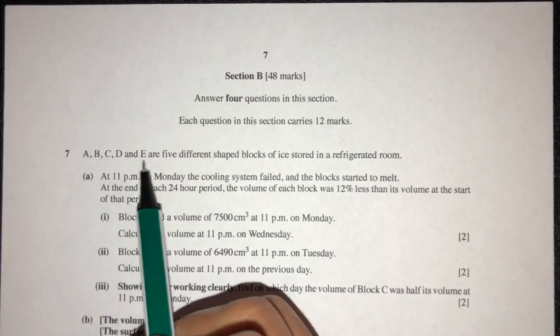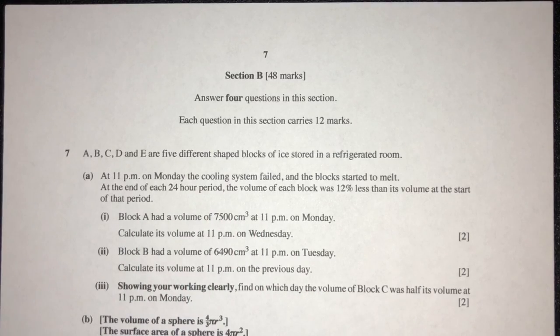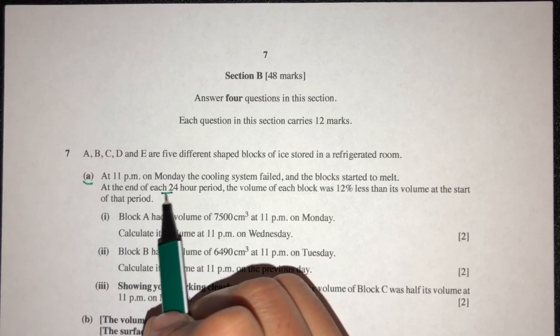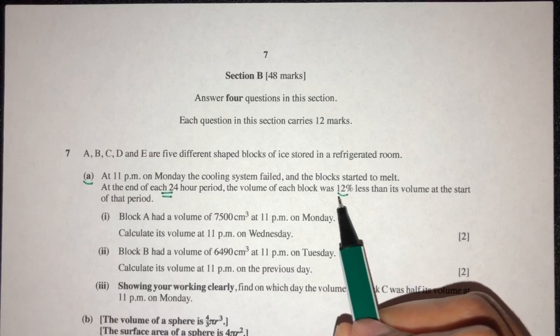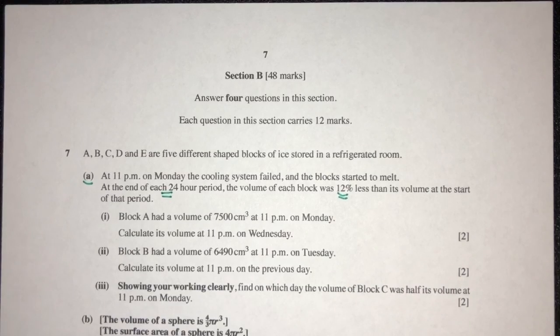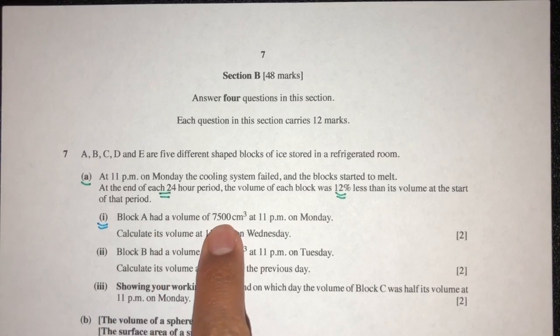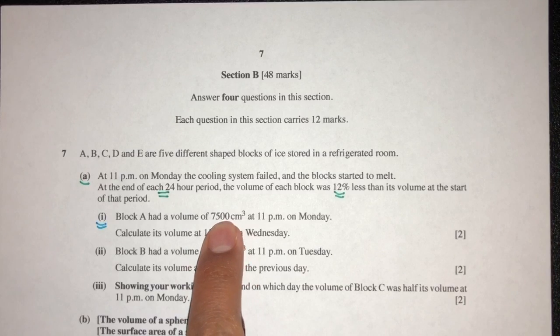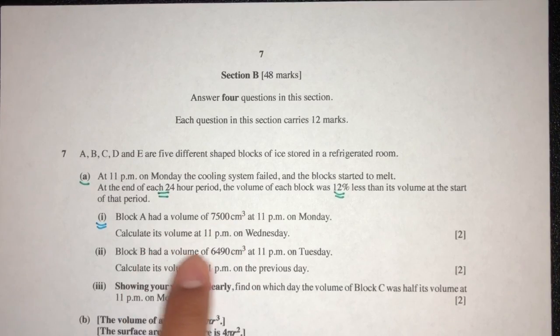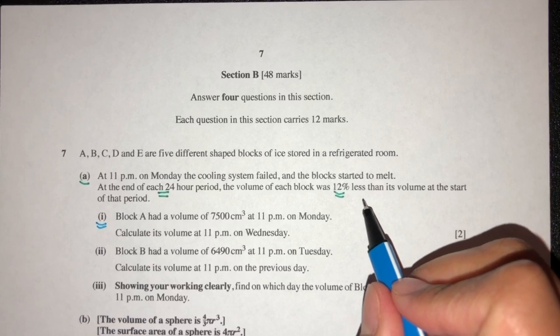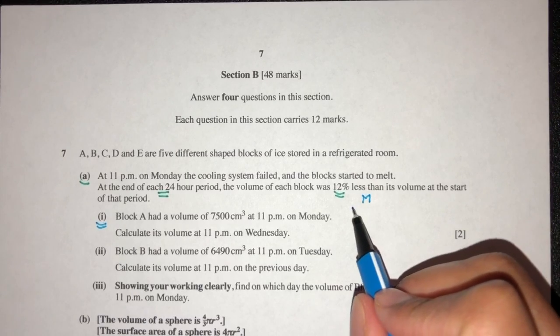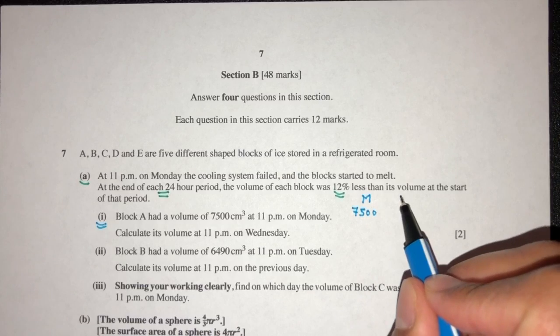So we have A, B, C, D, E are 5 different shaped blocks of ice stored in a room. Now part A, at 11 p.m. on Monday, the cooling system failed and the blocks started to melt. Now at the end of each 24 hours, the volume decreased by 12%. So we have block A, the volume on Monday when it first failed, it is this much, initial volume. So we have to find its volume on Wednesday. So pretty easy. So Monday, the volume was 7,500.